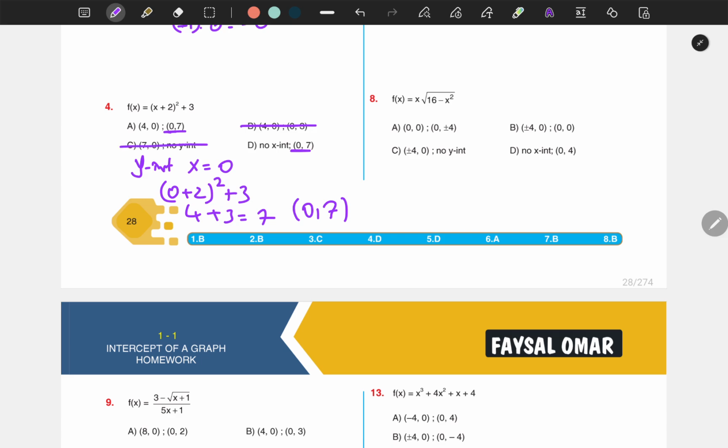Okay guys, another one. For the x intercept, y must be 0. Let me set the function equal to 0. Moving 3 to the other side: x plus 2, squared, equals negative 3. Is it possible for a square to equal negative 3? Not possible, isn't it? So it means that there is no x intercept. D is the correct option.